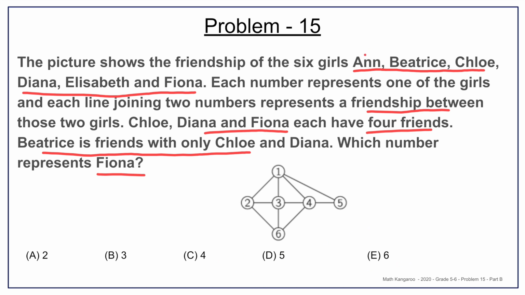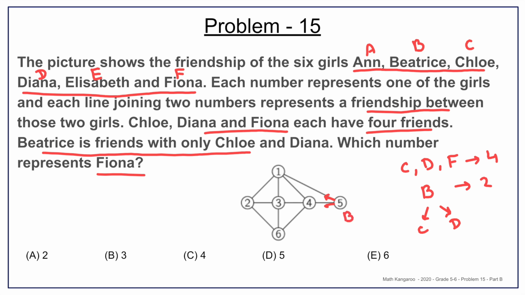Let's represent N as A, Patricia as B, Chloe as C, Dinah as D, Elizabeth as E, and Fiona as F. So from this question we know Chloe, Dinah, and Fiona each have 4 friends. Patricia has 2 friends and they are Chloe and Dinah. So if you see this picture, number 5 is the only one with 2 friendship lines. So that could be Patricia.